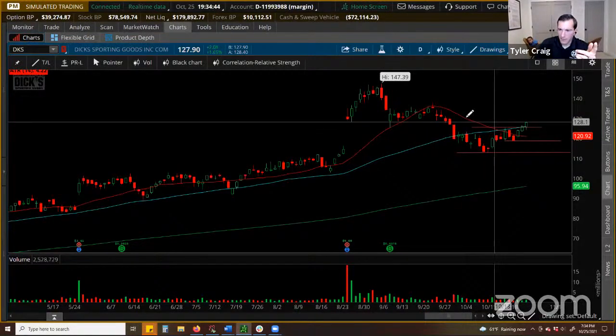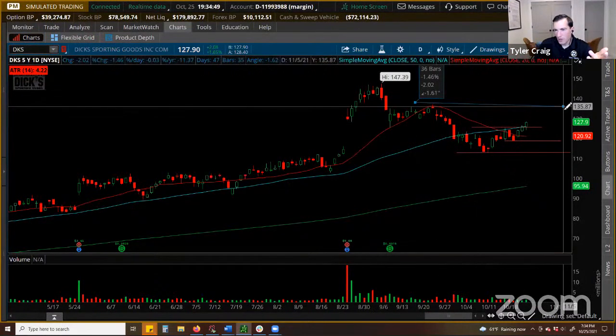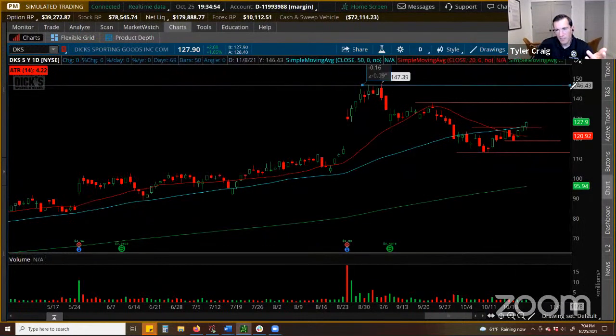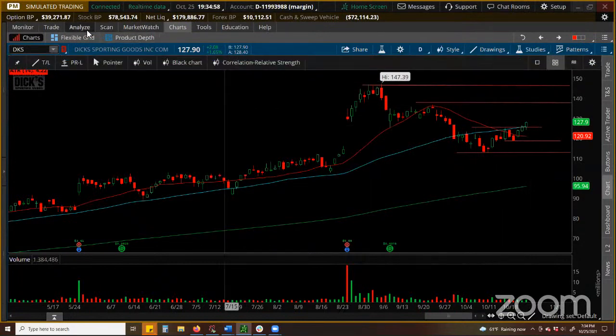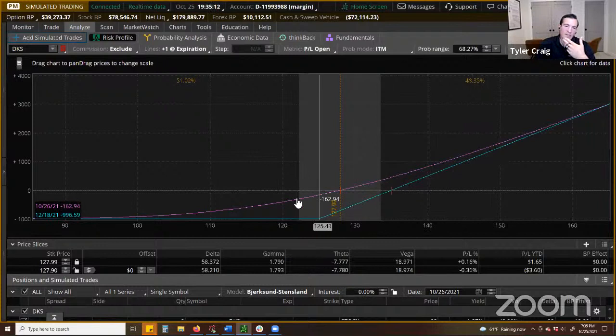What if it goes where I want it to go? What if it gets up to this? I'd say probably first target, maybe 138, 137 and change, and then second target, 147. Right, T1, 137, T2, 147. You're walking up the stairs on this one. So you look at that on the risk graph, 137, you're making 600 bucks. 147, you're at 1,400. So I'm risking $400 to make 700 to 1,400.